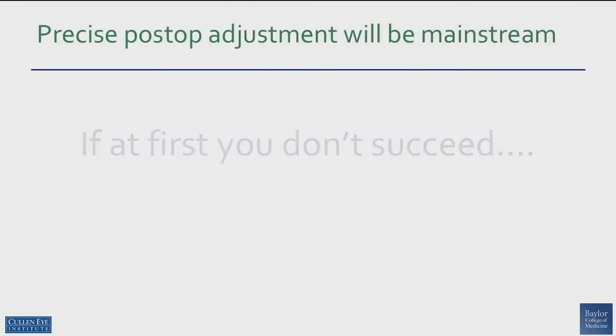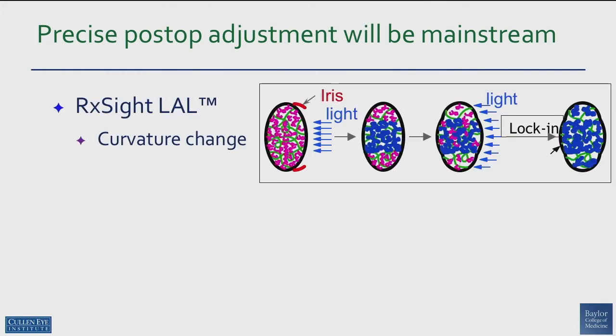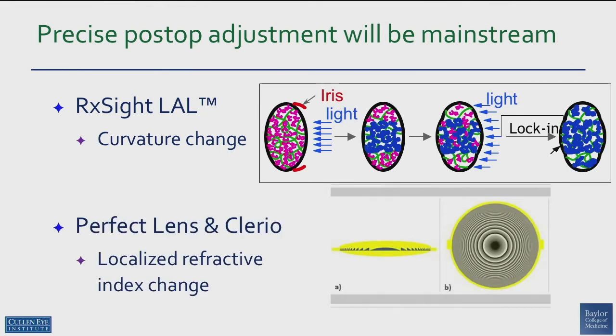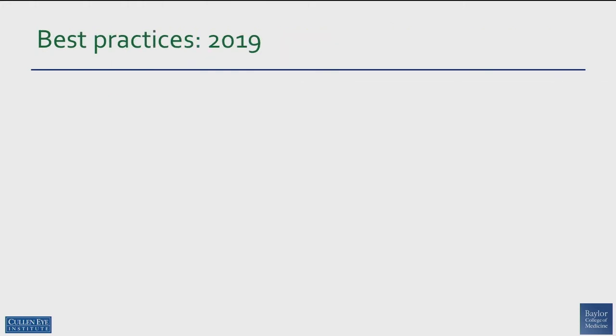If at first you don't succeed, I think that precise postoperative adjustment will become mainstream over time, whether it involves some technology that does a curvature change, such as RxSight, or localized refractive index shaping, such as Perfect Lens and Clerio are engaged in. So these are exciting technologies to improve our outcomes.